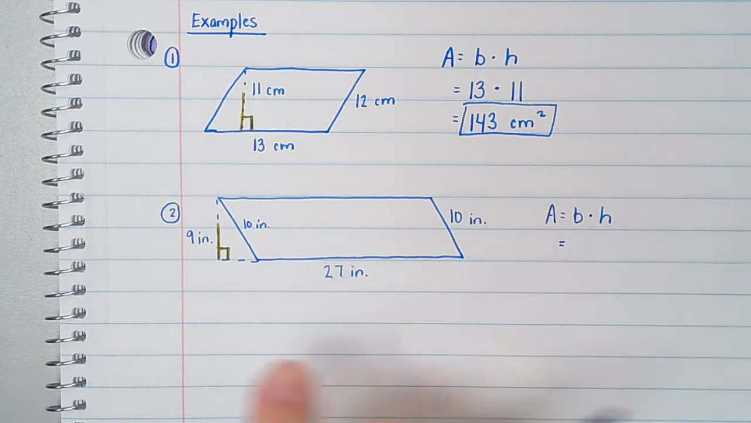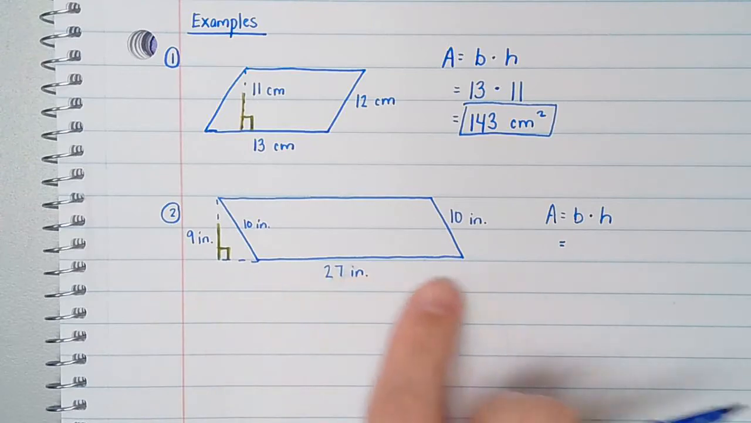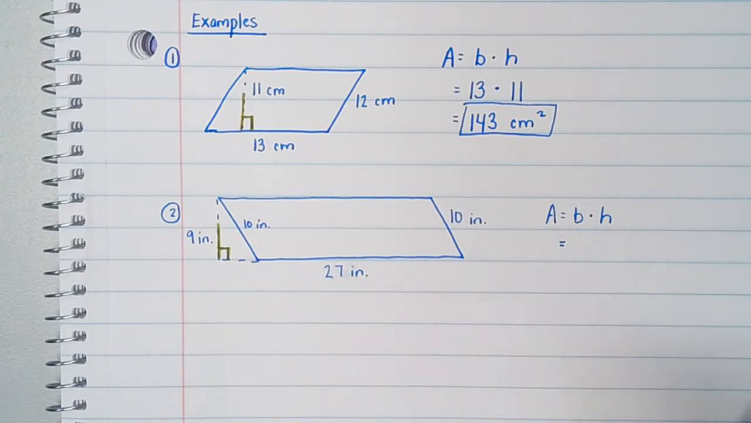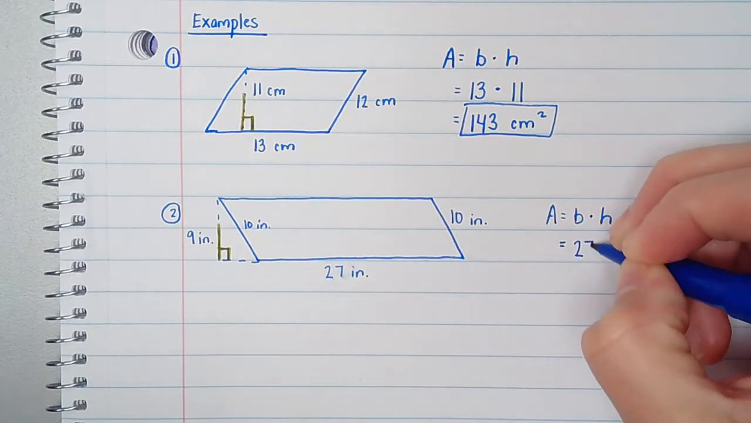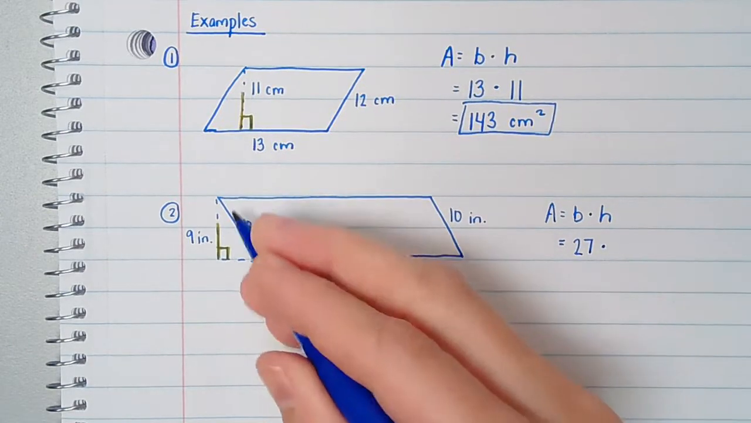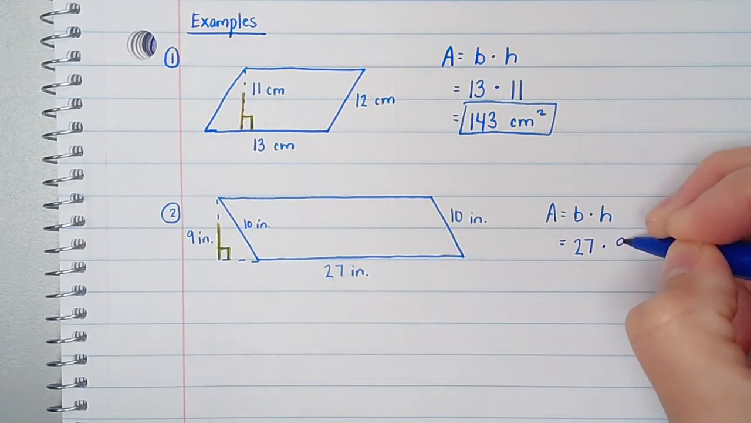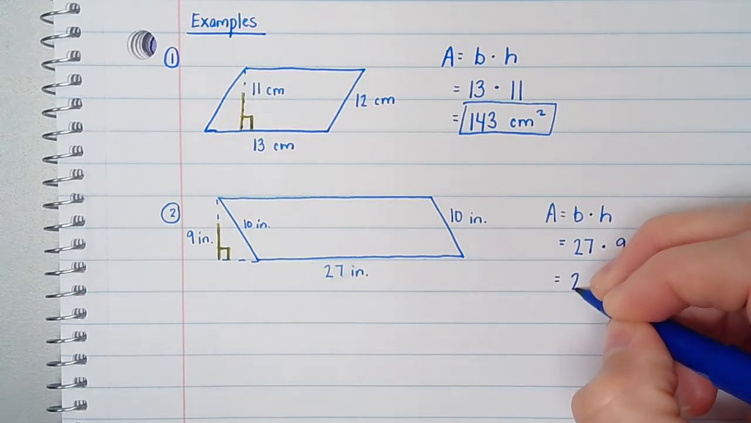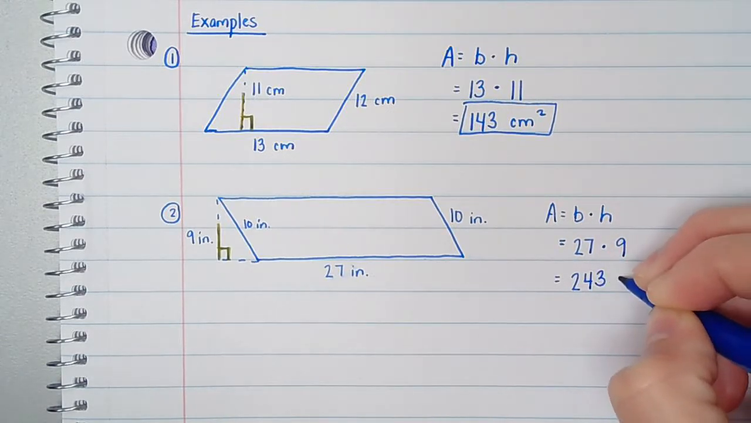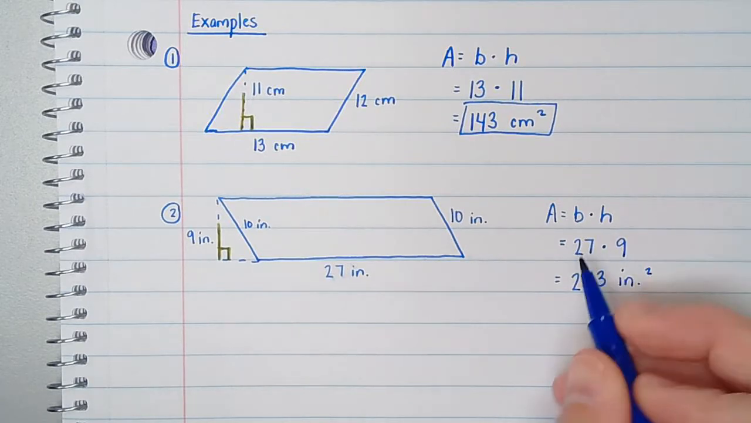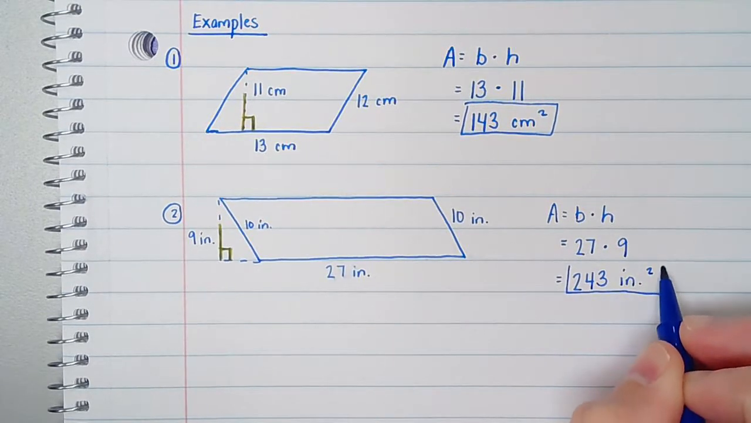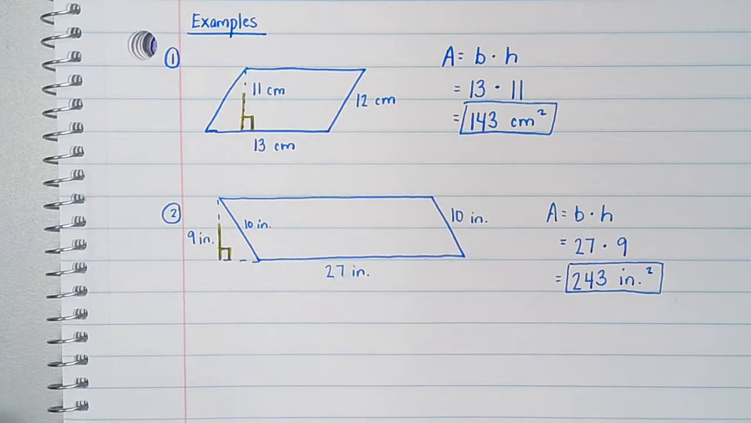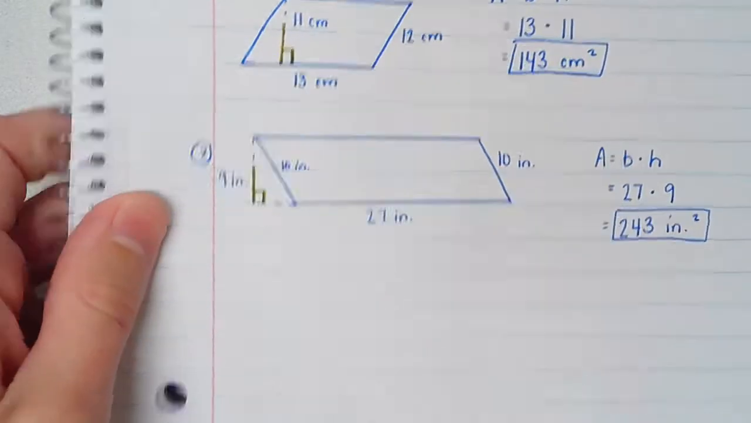So the base of my chair, what my chair is sitting on, remember this line down here, the floor, you can think of it, is 27. And then the height of my chair was 9. So now I just multiply 27 times 9, and I get 243 inches squared. Okay? All right, we got one more for notes.